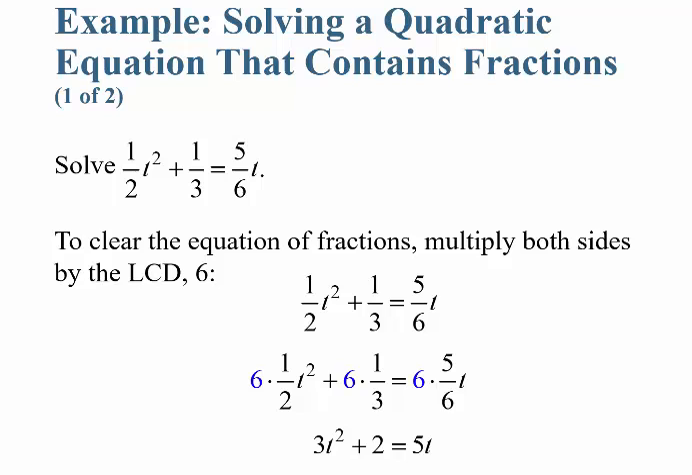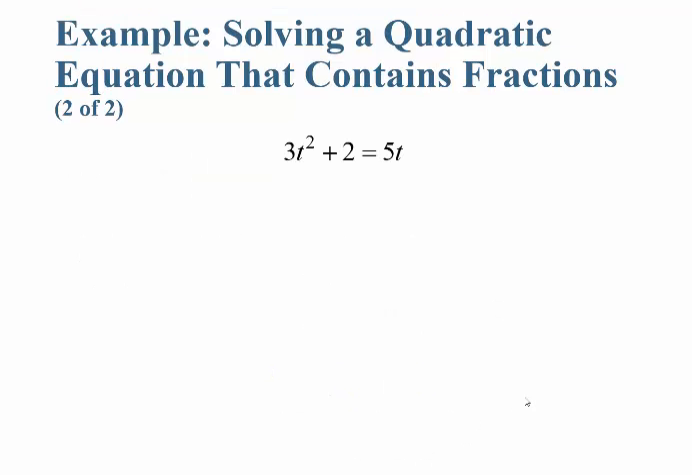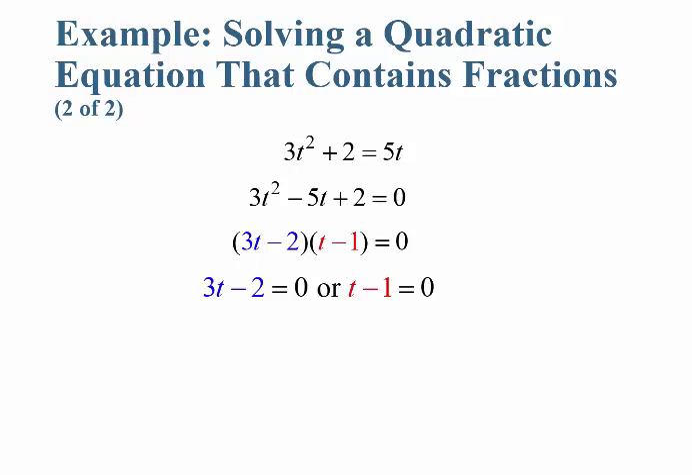Now you just need to set this equation equal to 0 by moving the 5t over. And now factor this. It's going to factor into (3t minus 2) times (t minus 1). And now you'll just apply the zero product property, or zero factor property. So either 3t minus 2 is equal to 0, or t minus 1 is equal to 0. And you'll see that your solutions are t is equal to 2/3, or t is equal to 1 in this case.